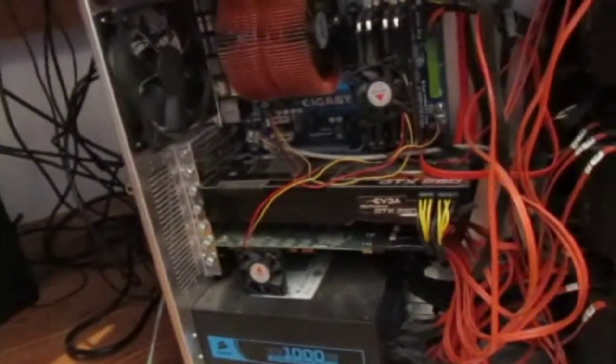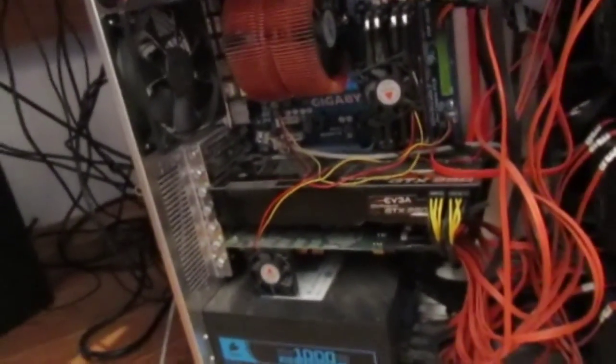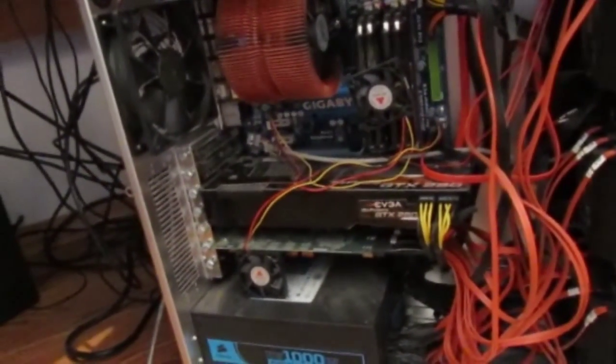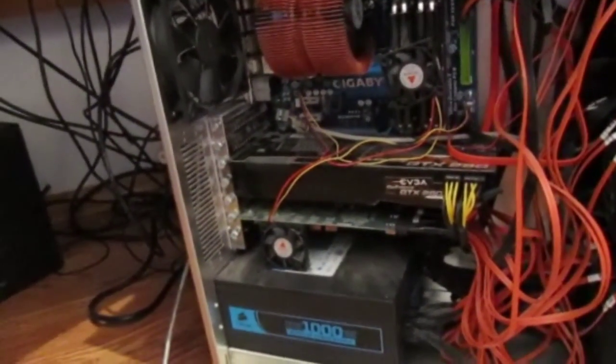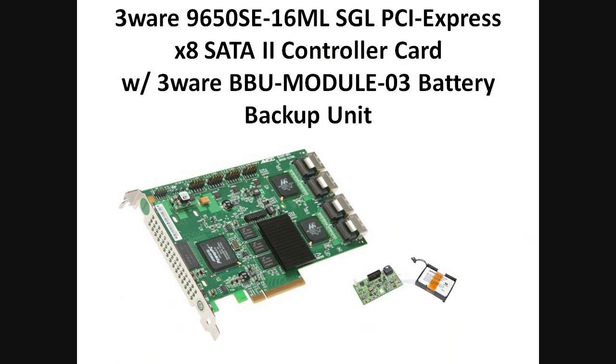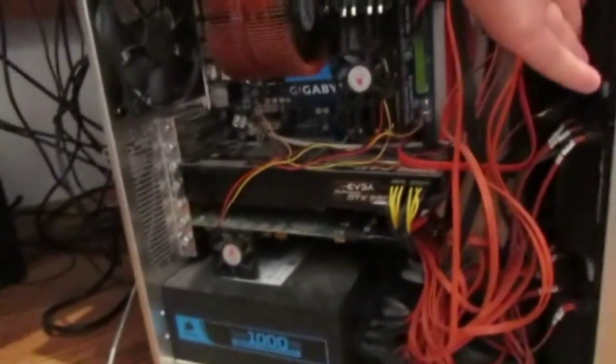the gem of this particular unit is my 3ware card. I have the 9650SE-16ML, so that means I can run 16 hard drives. Which are 5 here, 5 here, and then I have 5 more over there. And one more in the top case up here.